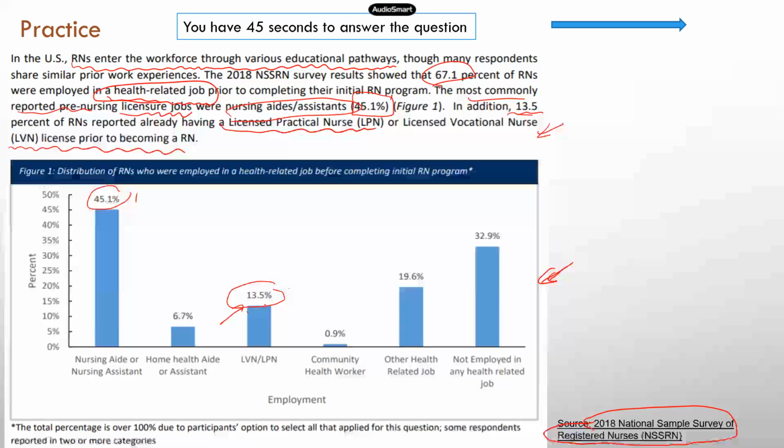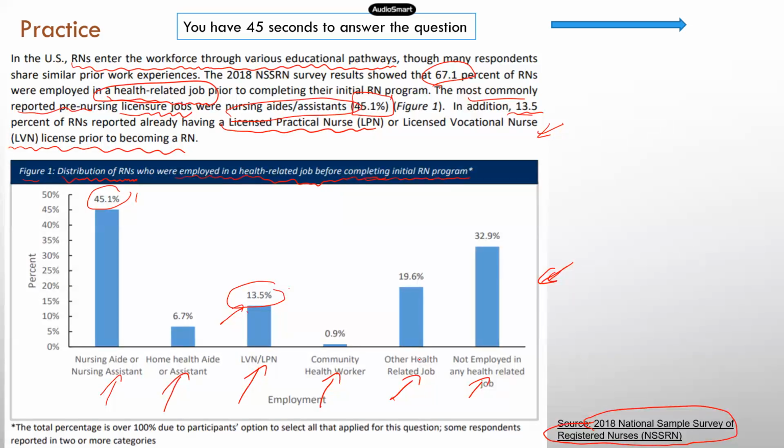Right? Now, when you see a graph, oftentimes it's very important to read the title or the figure caption for that graph. So over here, figure 1 is about distribution of RNs who were employed in a health-related job before completing initial RN program. So you know this is really about the distribution of responses from participants in the survey, right? So there are different categories, and once those participants submitted their responses, then those responses will be analyzed and put into these different categories.